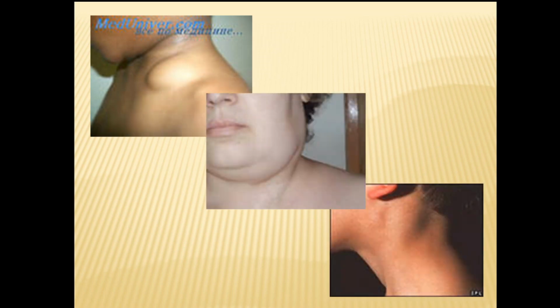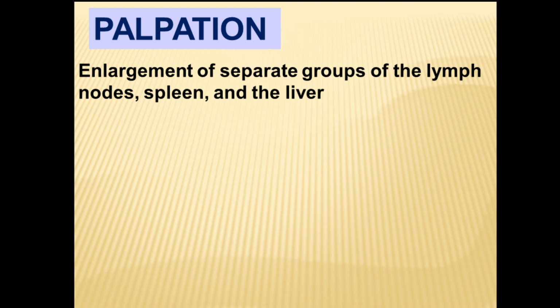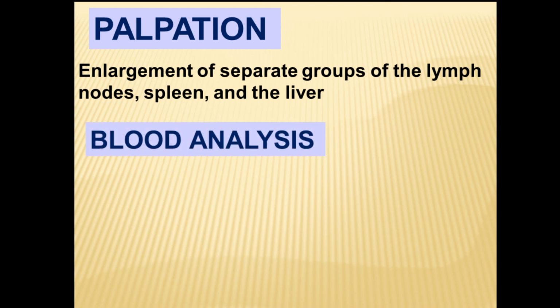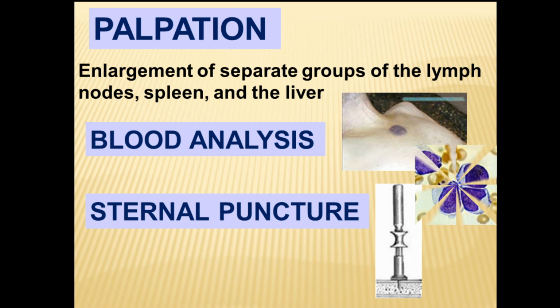Different purulent foci, enlarged lymph nodes, and first of all neck lymph nodes. On palpation, we reveal enlarged separate groups of lymph nodes, spleen and liver, but the main diagnostic way is blood analysis and examination of bone marrow due to sternal puncture.